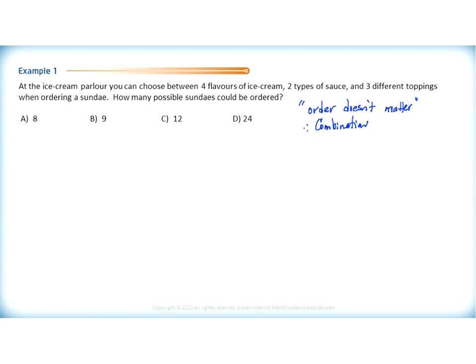In the meantime, you have 4 flavors of ice cream to choose from. So that would be 4 multiplied by, we have 2 types of sauce to choose from, and 3 different toppings. So it would be 4 times 2 times 3 would give us the possible number of sundaes that could be ordered. So 4 times 2 is 8, times 3 is 24 possible sundaes.